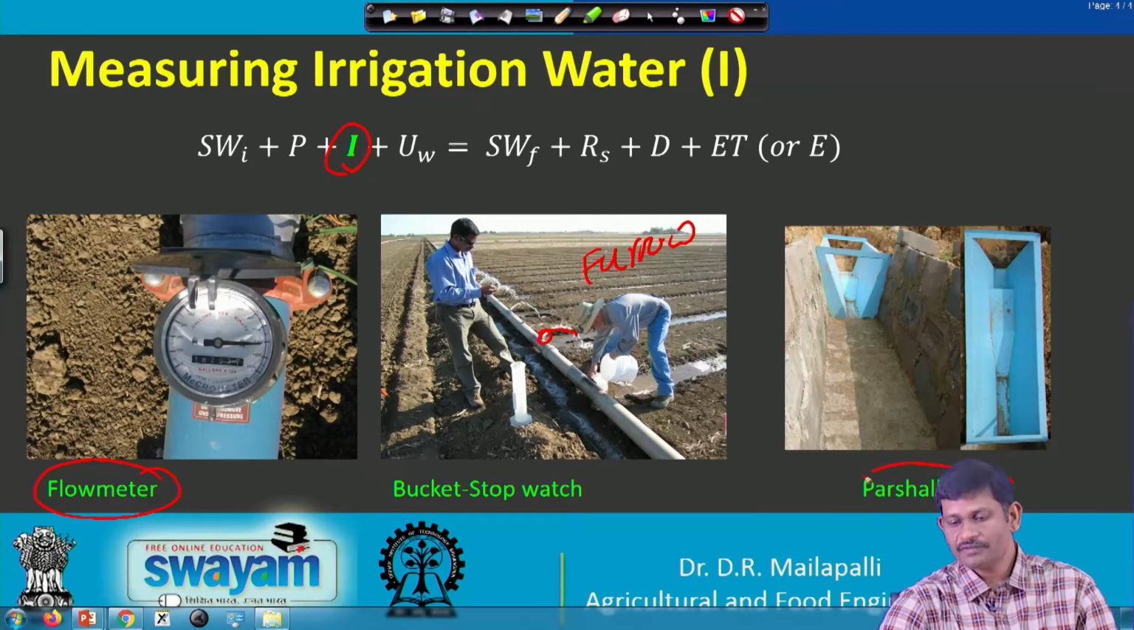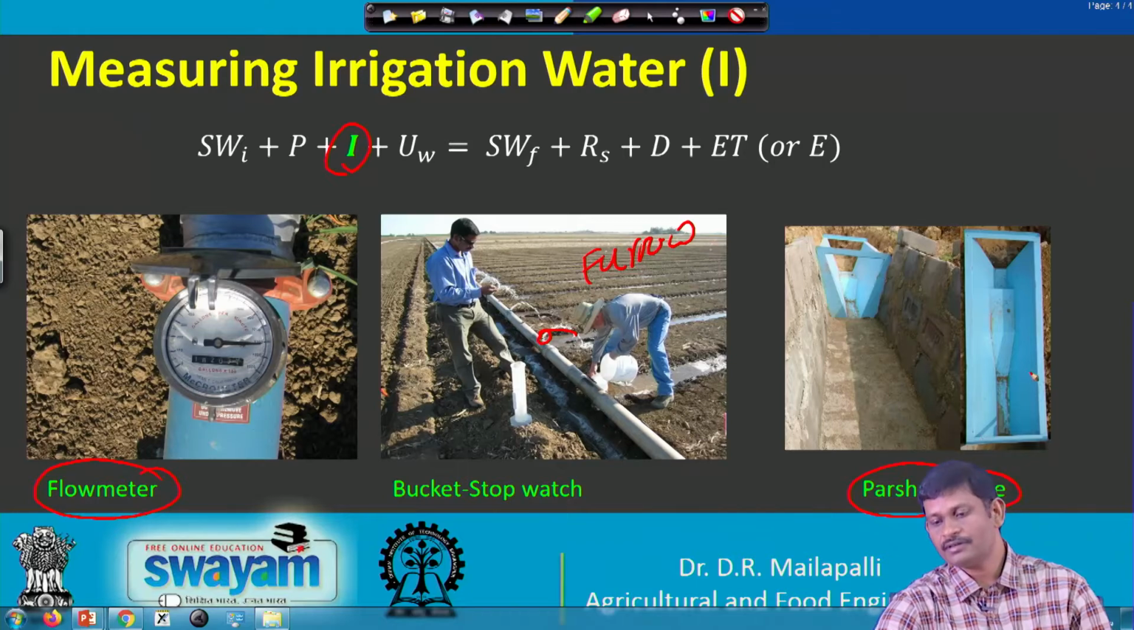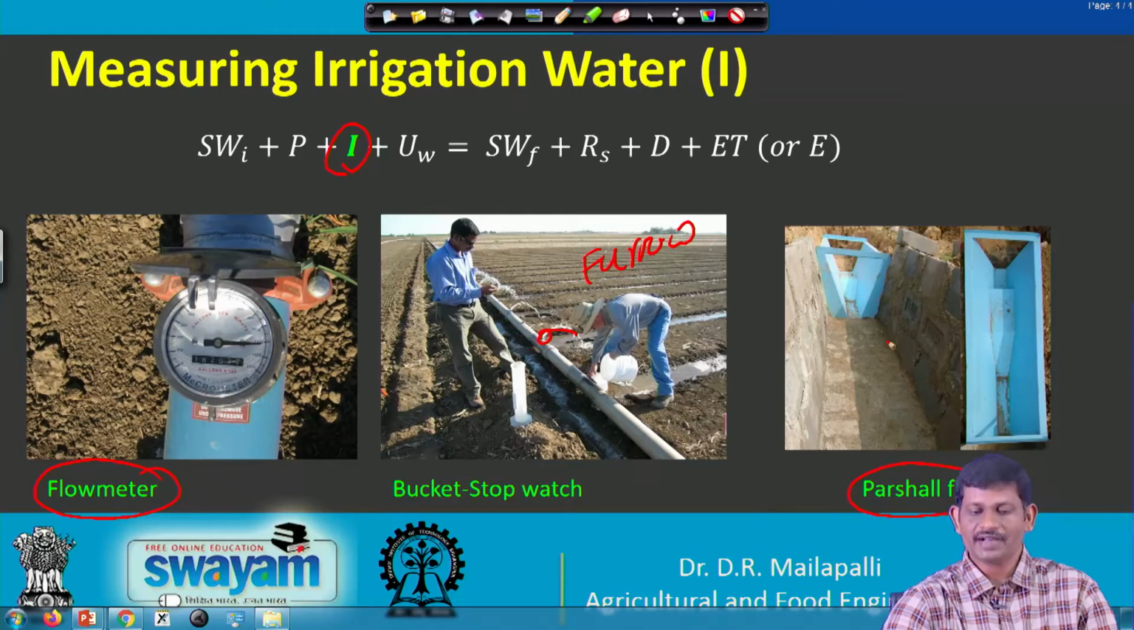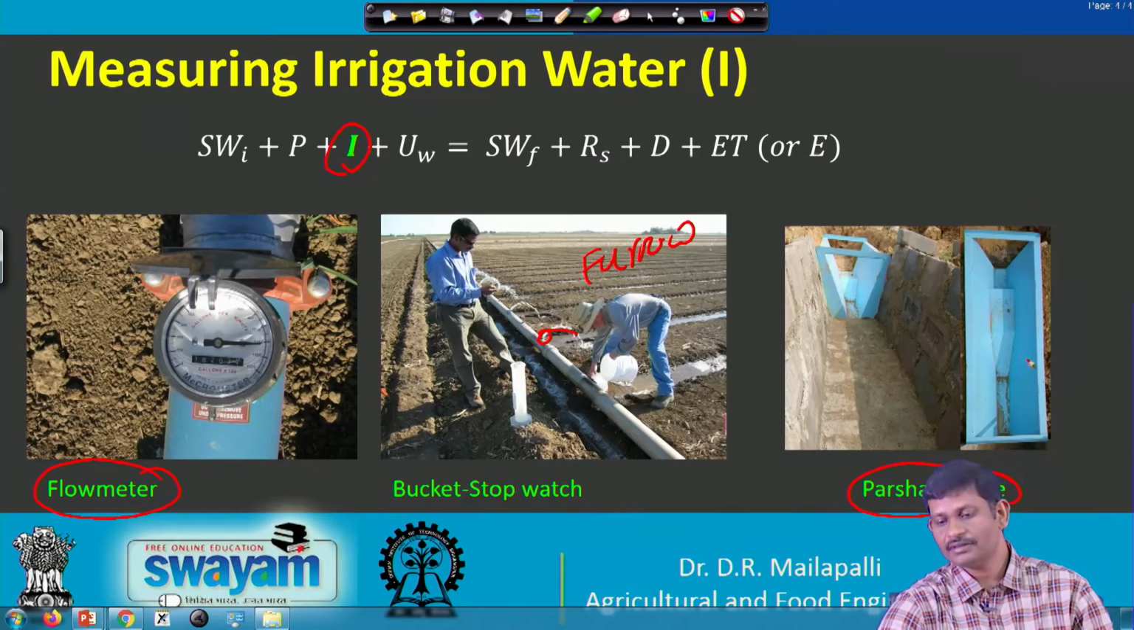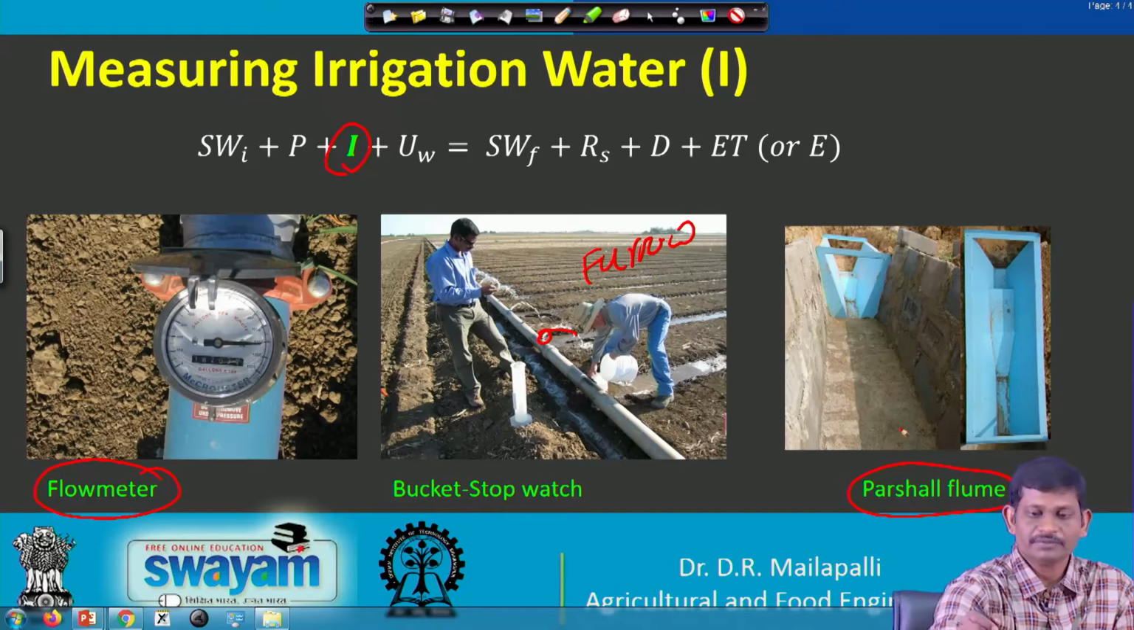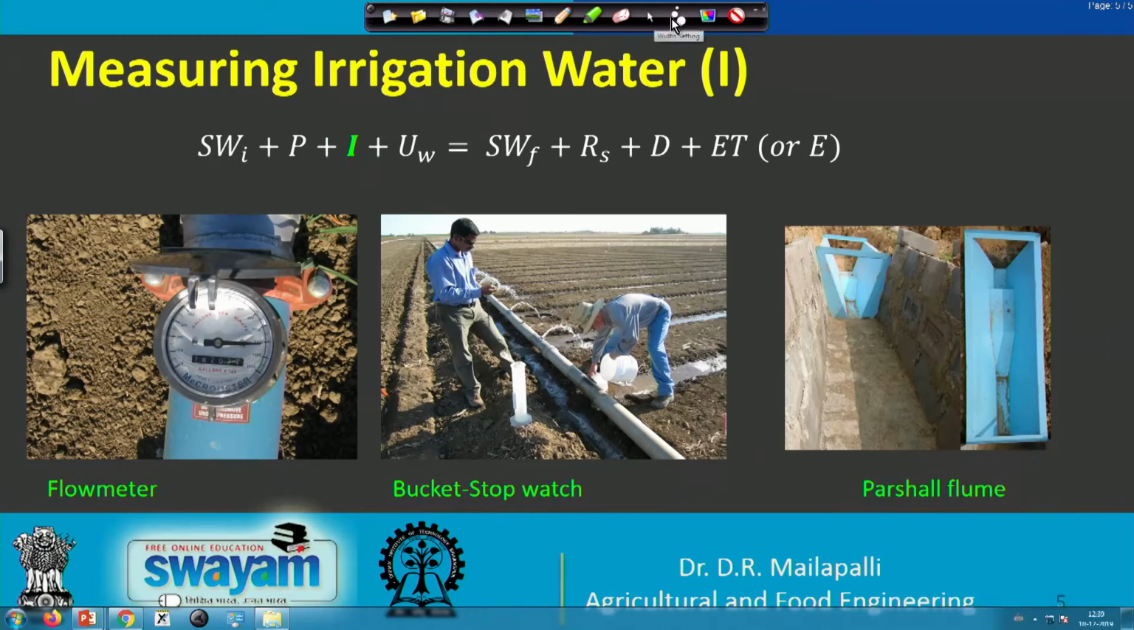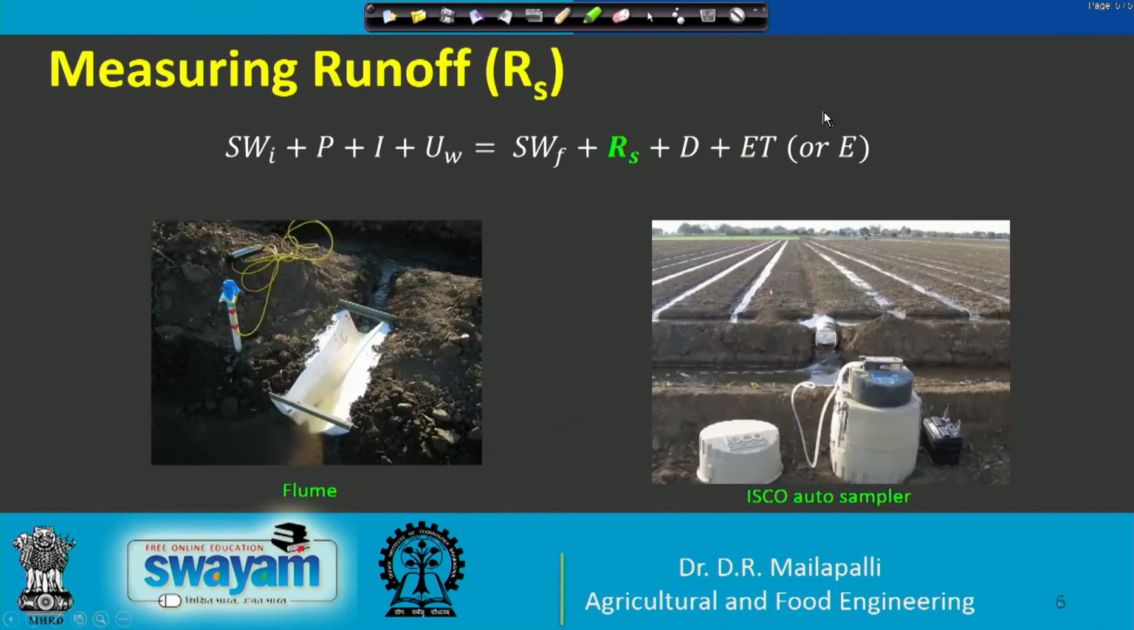And this is the partial flume. So, partial flumes are used if there are channels like irrigation channels. So, you will be knowing how much water is really being released to the particular field using the partial flumes. And then the next is runoff. So, runoff will be measured either using flumes or using some special kind of samplers, that is ISCO samplers.